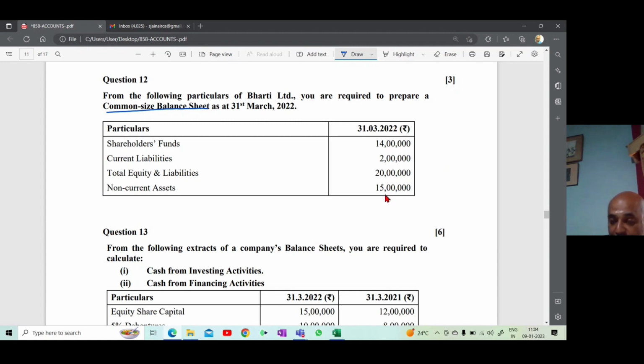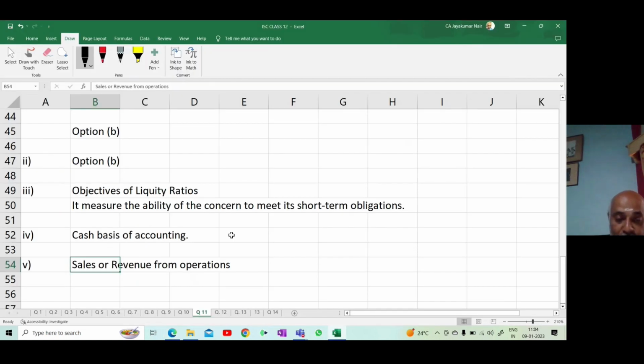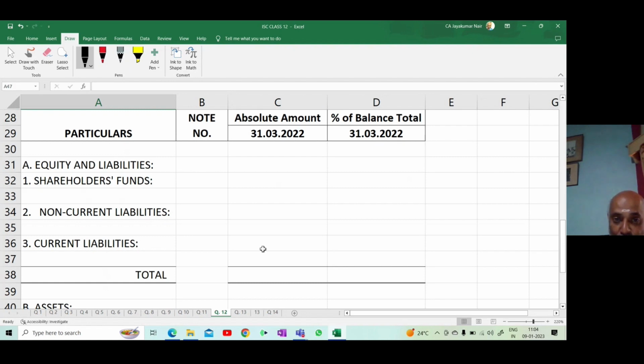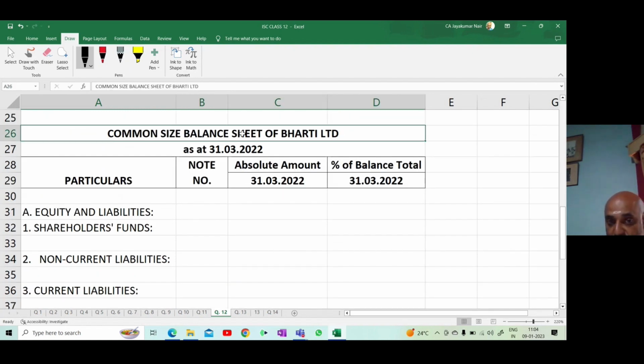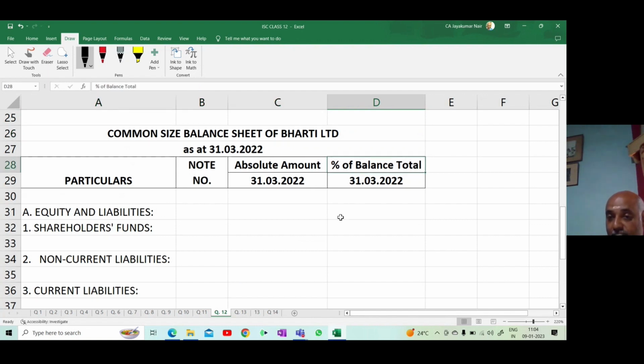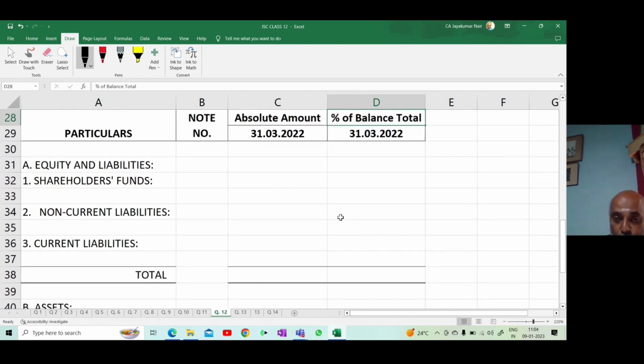They have said non-current assets is 15 lakhs. So first we will prepare the balance sheet and then we will prepare the common size. First, we will write the format. Common size balance sheet of Bharti Limited as at 31/3/2022. Particulars, note number, absolute amount, and percentage of balance total. First, equity and liabilities, under that shareholders funds. Shareholders funds is given in the question.